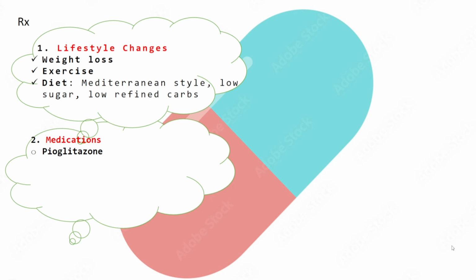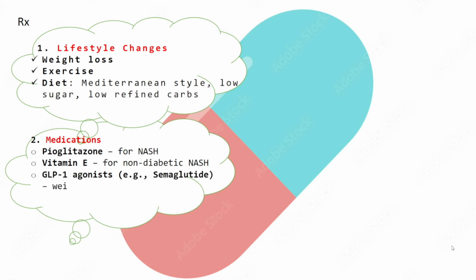Next, medications. These are not for everyone, but may be used selectively in patients with confirmed NASH or advanced disease. Pioglitazone helps in people with NASH, especially if they have diabetes. Vitamin E is effective in non-diabetic patients with NASH. GLP-1 agonists like semaglutide help with weight loss and may reduce liver fat. And SGLT2 inhibitors used in diabetes also show promise for fatty liver.